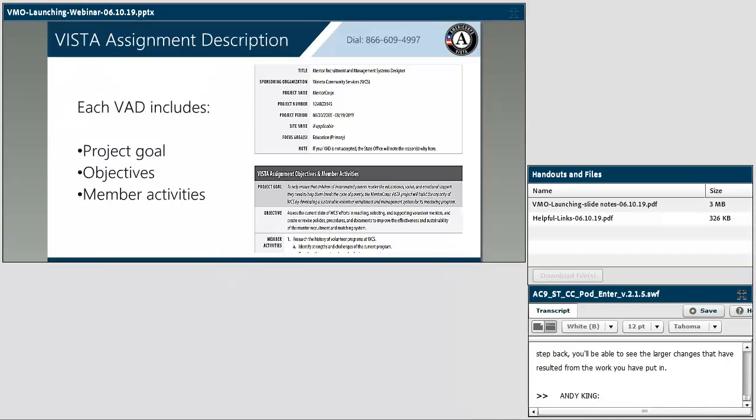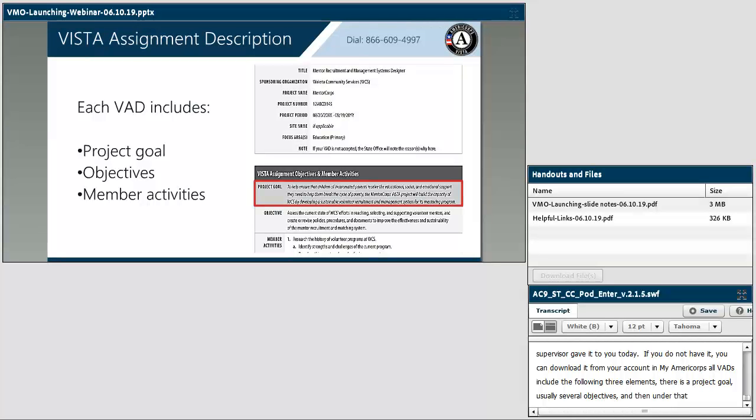All right, so let's focus now on what it is that you will be doing as a VISTA. And the best way to do that is by reviewing your VISTA assignment description, or your VAD. Each VISTA member has a VAD that was created by the VISTA project. You might have received your VAD during the interview and selection process. Or perhaps your VISTA supervisor gave it to you today. If you don't have it, you can download it from your account in My AmeriCorps. All VADs include the following three elements. There's a project goal, there's usually several objectives, and then under that are a number of member activities.